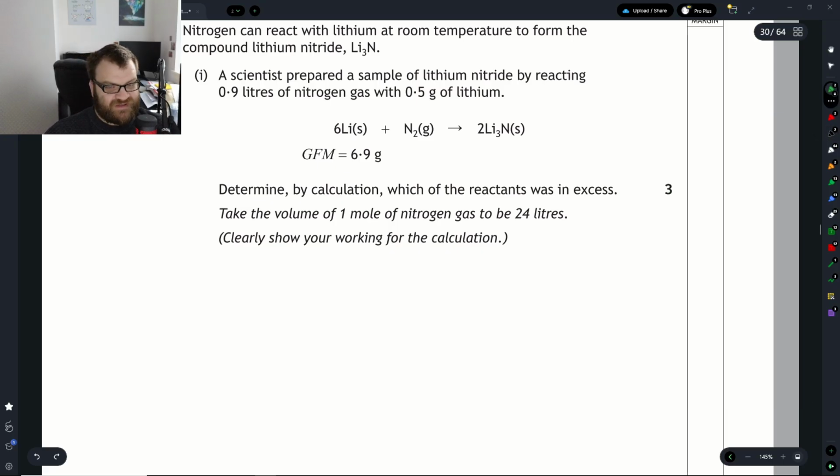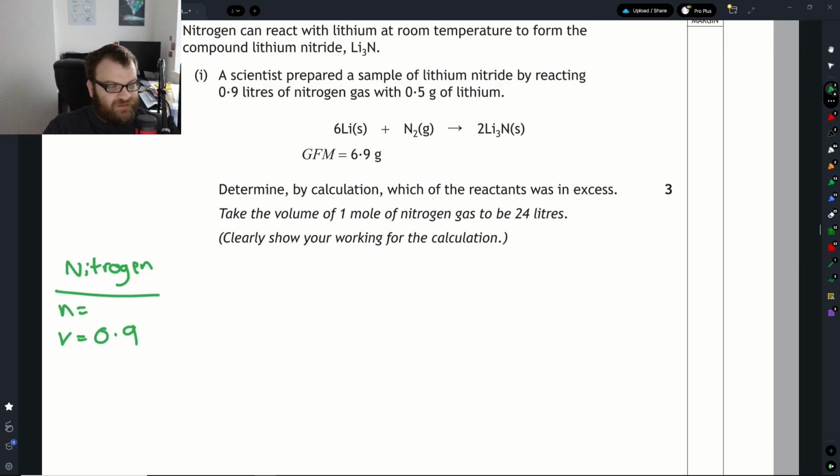Next question, we're asked to calculate which reactant was in excess. Turn both of them into number of moles. That will make the comparison a lot easier. I'm going to start off with the nitrogen. We are told the volume is 0.9. Work out the number of moles.